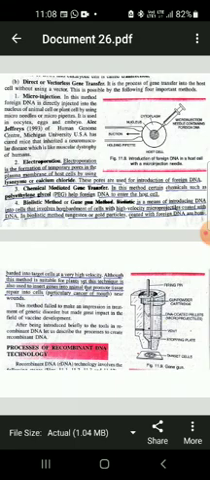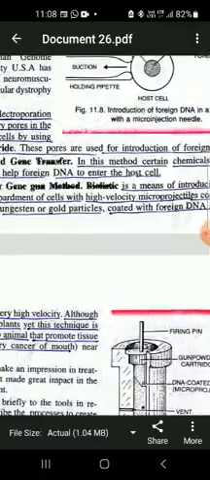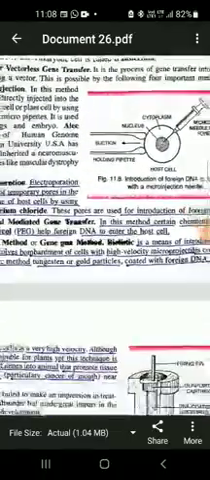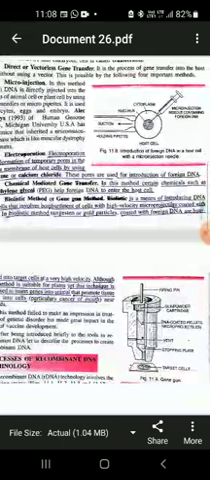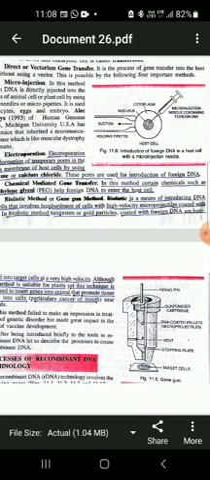Transformation is a process by which a cell takes up naked DNA fragment from the environment, incorporates it into its own chromosomal DNA, and finally expresses the trait controlled by the incoming DNA. The tools described earlier will result in generation of recombinant DNA molecule in the laboratory.